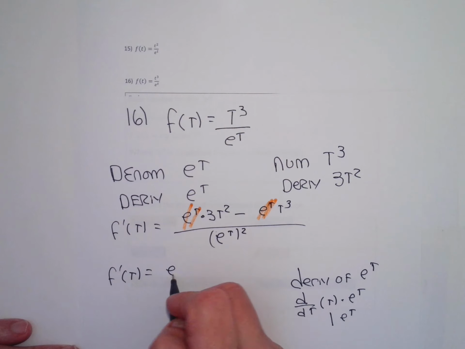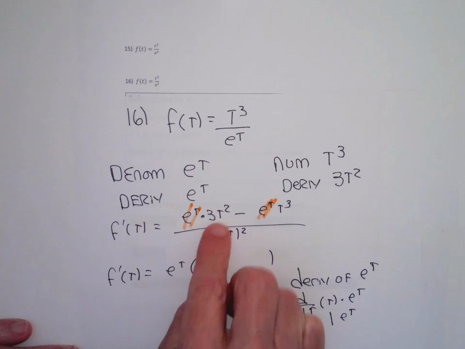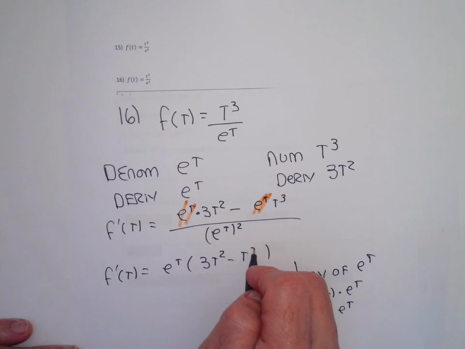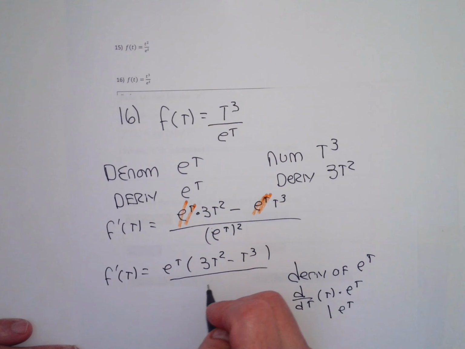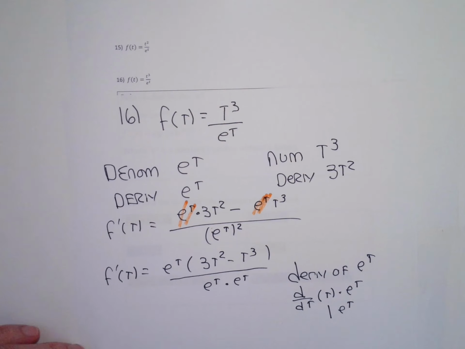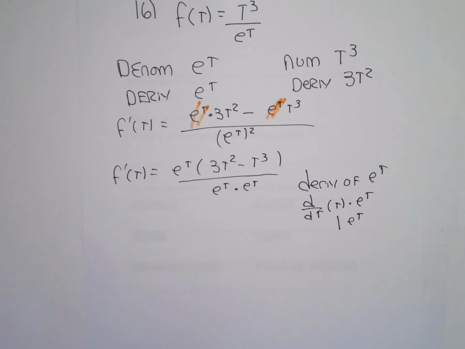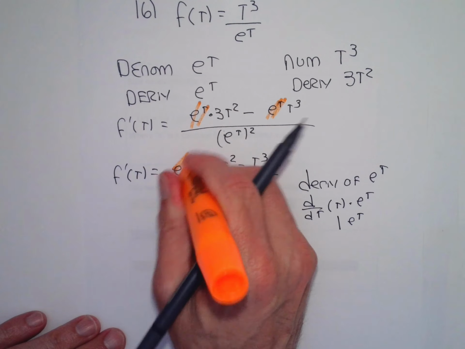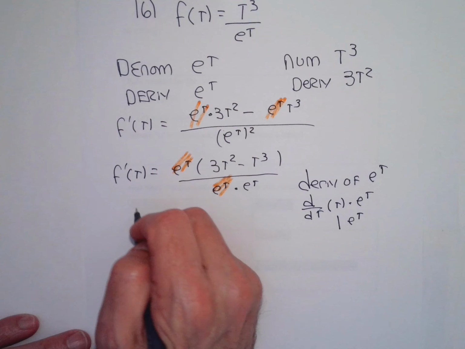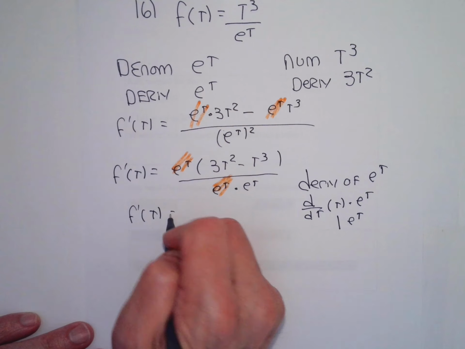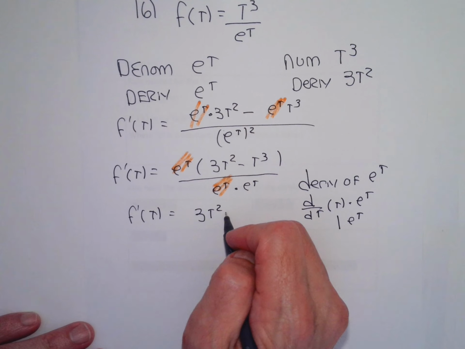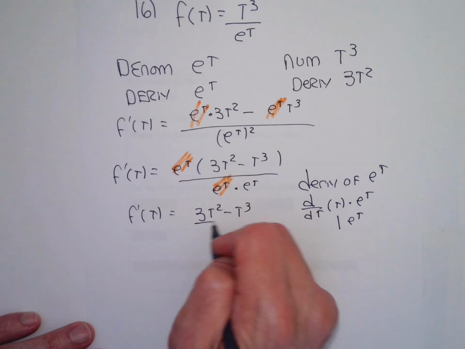Common factor of e to the t in the numerator leaves me with 3t squared minus t cubed. In the denominator, e to the t squared means e to the t times e to the t. The reason I'm attacking this e to the t first is because I knew this canceling I wanted to show right up front while I'm fresh. So I'm going to cancel those e to the t's and get the derivative is, don't need the parentheses anymore when I do this canceling, 3t squared minus t cubed over e to the t.